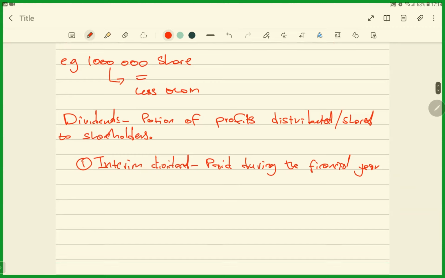Then we also have what we call final dividends. Final dividends are just recommended dividends, meaning that from the profits we have made this year, we are allocating a certain number of cents towards final dividends. However, these final dividends are not paid during the year. They are just declaring and making a promise that in the next financial year, they will pay them. So final dividends are dividends declared.